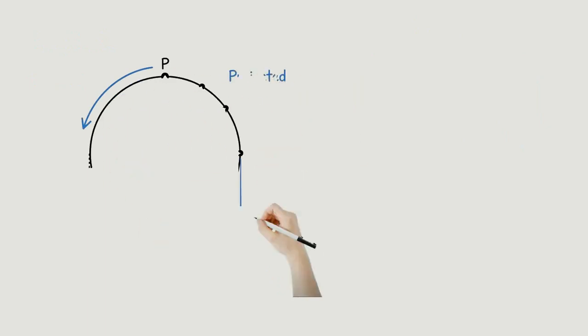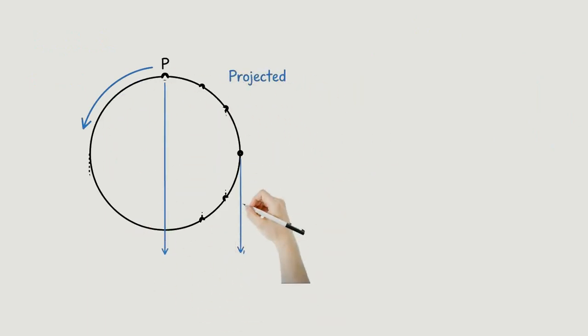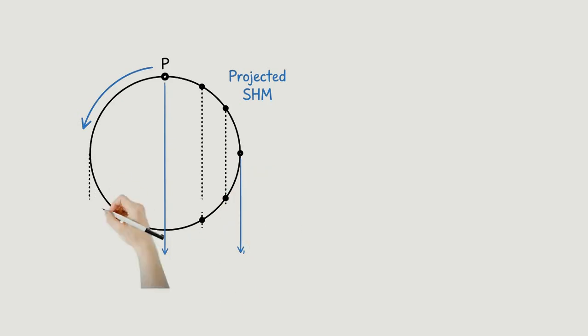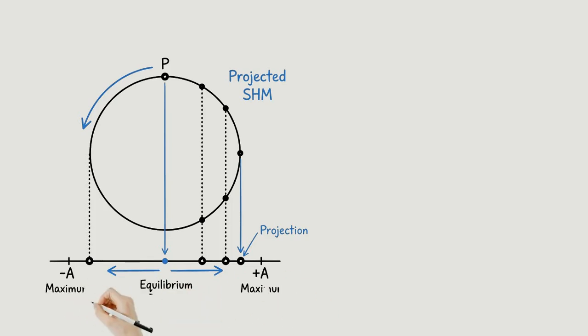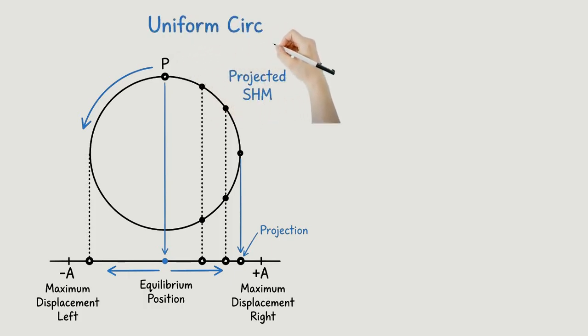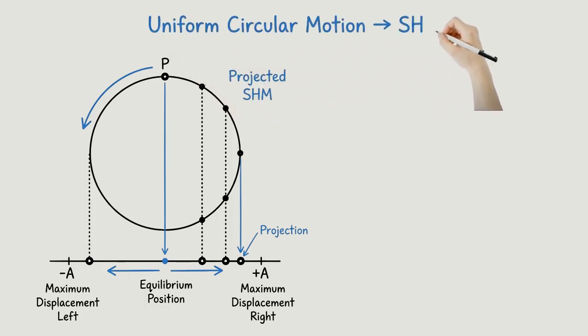One final visual ties everything together. Imagine a point moving in a circle at constant speed. If you look only at its shadow projected onto a straight line, that shadow moves back and forth in simple harmonic motion. This is why sine and cosine appear naturally in the equations.